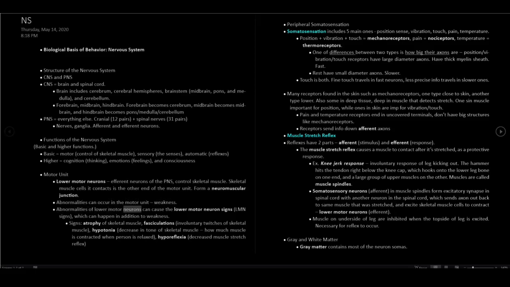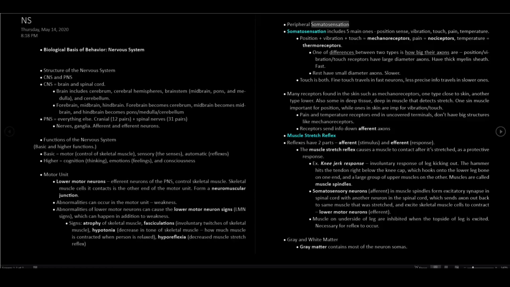Abnormalities of lower motor neurons can cause the lower motor neuron signs, LMN signs, which can happen in addition to weakness. Signs: atrophy of skeletal muscle, fasciculations, involuntary twitches of skeletal muscle, hypotonia, decrease in tone of skeletal muscle, how much muscle is contracted when person is relaxed, hyporeflexia, decreased muscle stretch reflex.